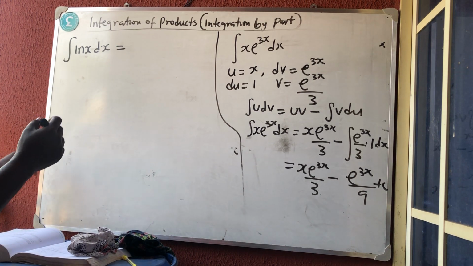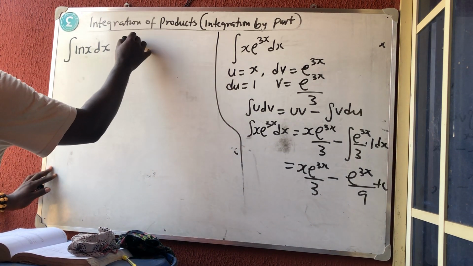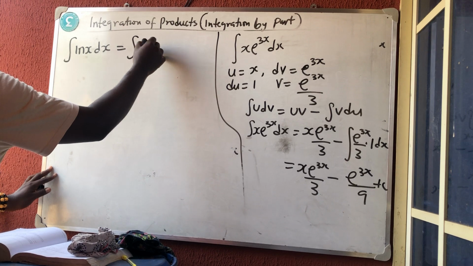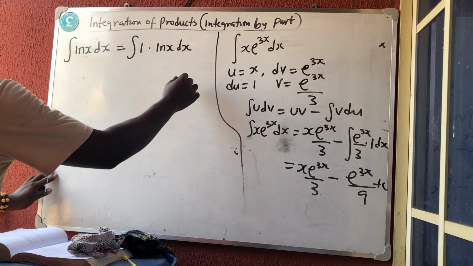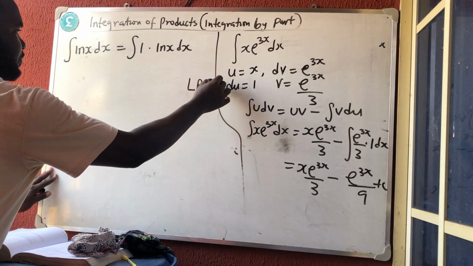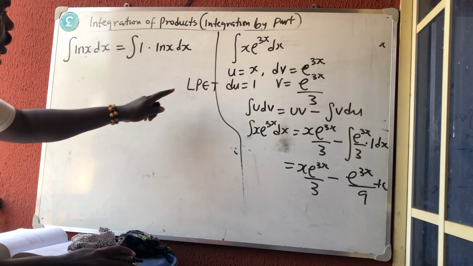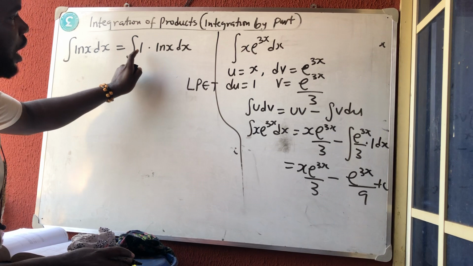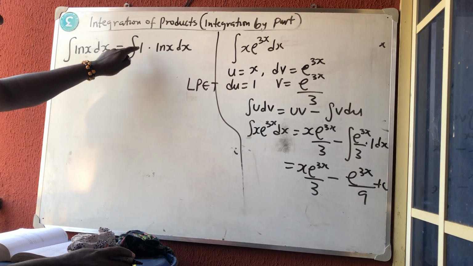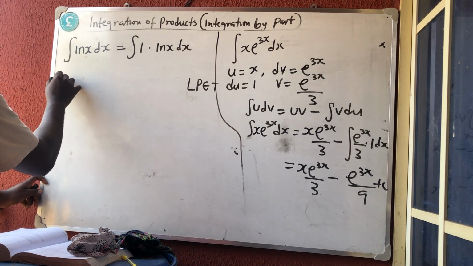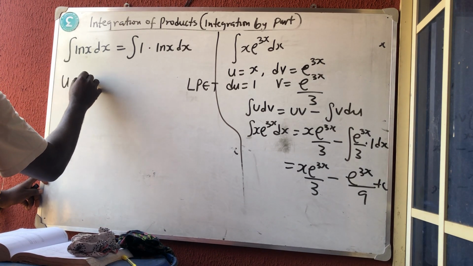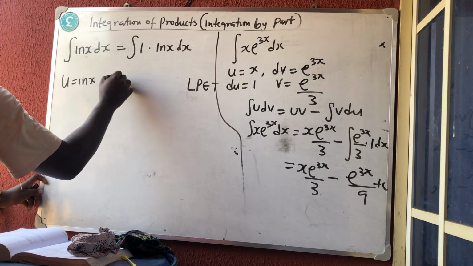This is integration by parts. This is just as saying the integration of 1 times ln x then dx. Now don't forget, LIPET. So the logarithm is the one that comes first. You know that 1 is a polynomial. 1 is the same as saying x raised to power 0, so it's a polynomial. So I'm having that what? My u is the ln x, while my dv is my 1.